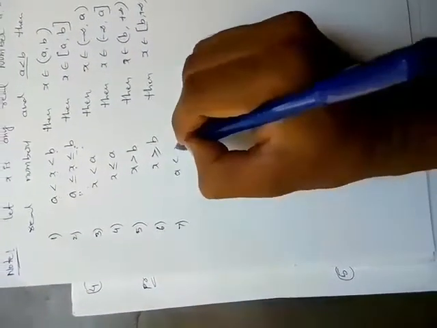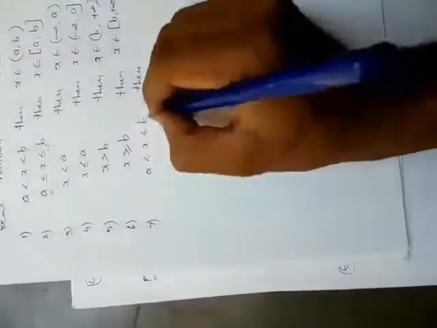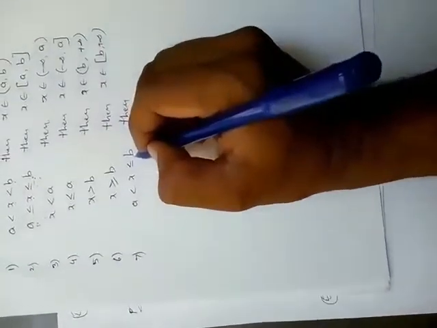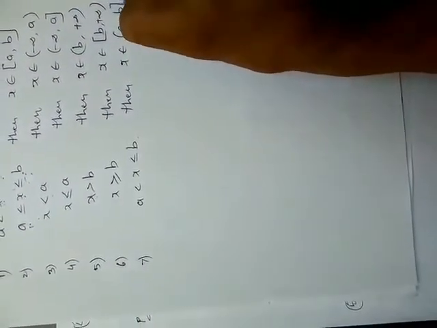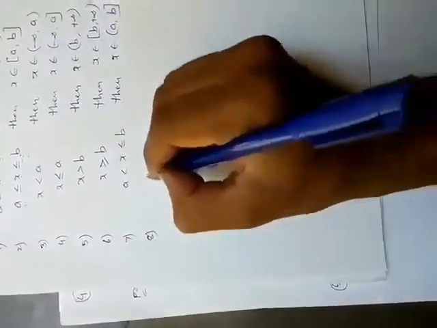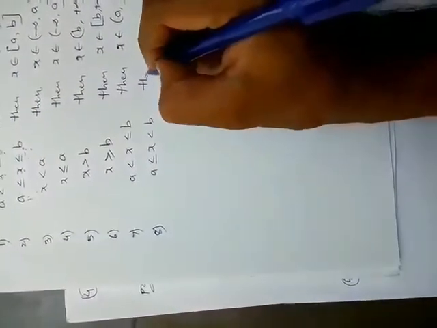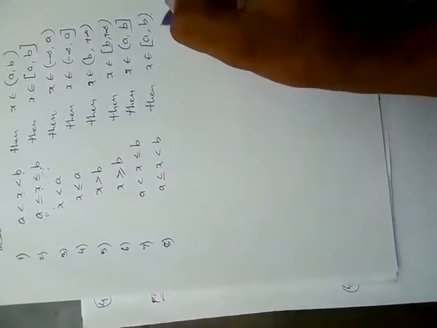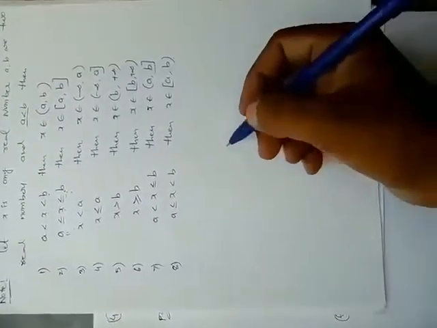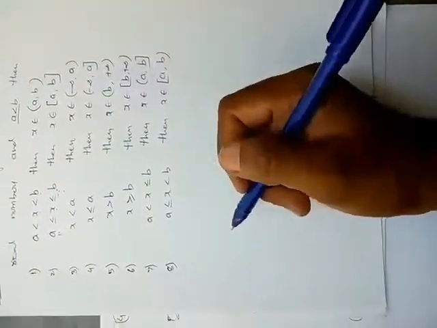Next one, a less than x less than or equal to b. The x values lie between a and b, a is not included but b is included, so x belongs to (a, b], closed at b. For a less than or equal to x less than b, x belongs to [a, b), where a is included and b is not included. Okay, these are formulas, so observe these formulas. You have to solve one problem.